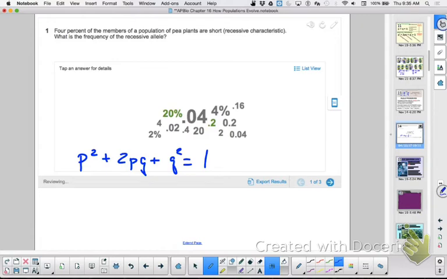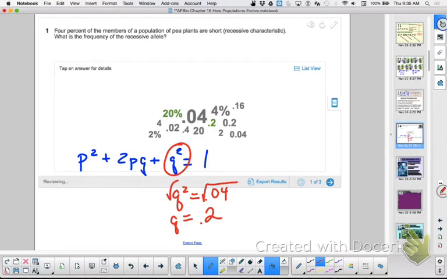So it says 4% of the members of a population of pea plants are short. So that's a recessive characteristic. So which part of that equation am I looking at? Q squared. So Q squared equals 4%, right? So how do I write 4%? 0.04. Then what you want to do is take what to solve for Q? I want to take the square root of that, and when I do that, Q equals what? Try it on your calculator. Just double check, okay? Make sure that works for you.